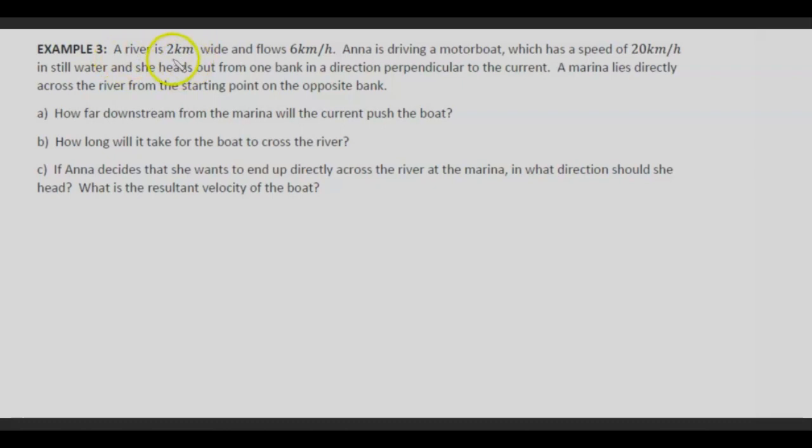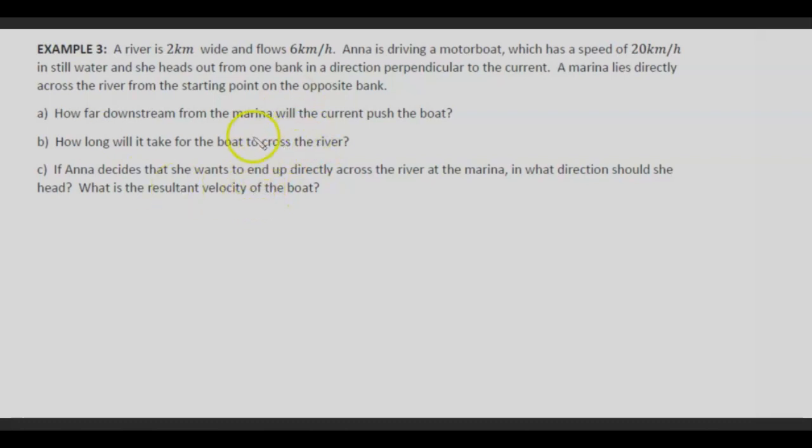Example 3, a river is 2 kilometers wide and flows 6 kilometers per hour. Anna is driving a motorboat, which has a speed of 20 kilometers per hour in still water. And she heads out from one bank in a direction perpendicular to the current. A marina lies directly across the river from the starting point on the opposite bank.